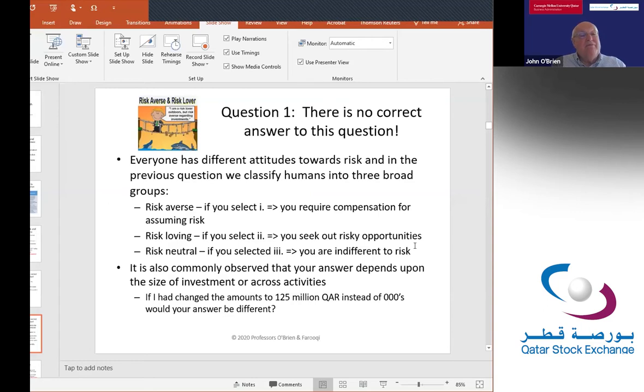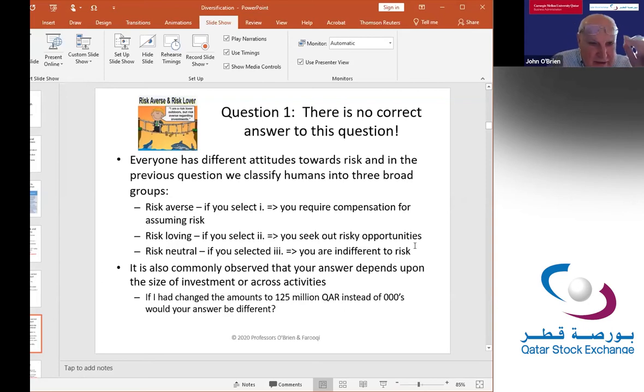People's risk preferences can actually change depending upon the situation, depending upon the opportunities provided. For example, that little cartoon figure says, I'm a risk lover outdoors, but I'm risk averse when it comes to investing. You've come out with 47% as risk loving, 44% tend to be risk averse, and 8% are risk neutral with your answers to this.